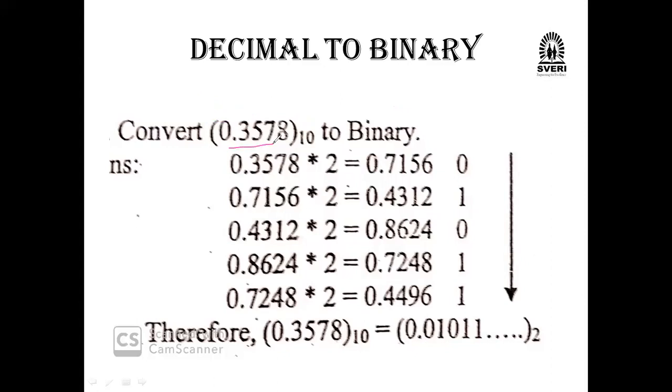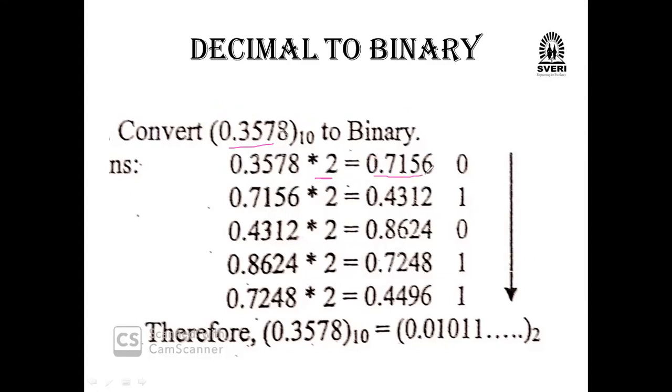Put 0.3578 into 2 in your calculators. What is the answer? 0.7156. Multiplication of 2, this one. Yes, sir. Okay. So here the term is 0 point. Here also 0 point. Here also 0 point. 0 came here, this term. So that 0 I will write here now.